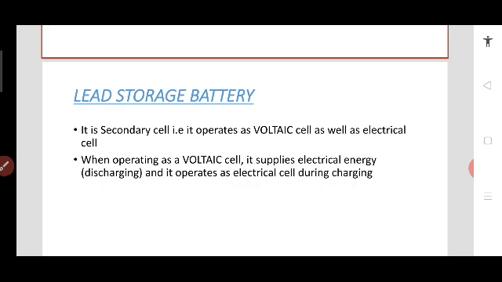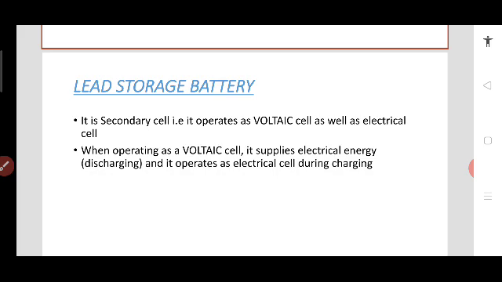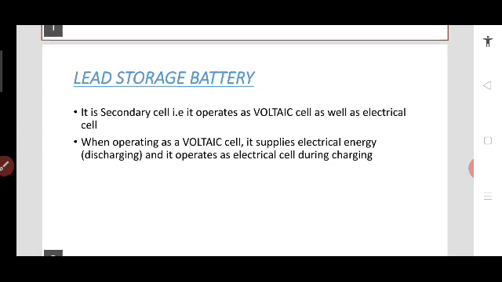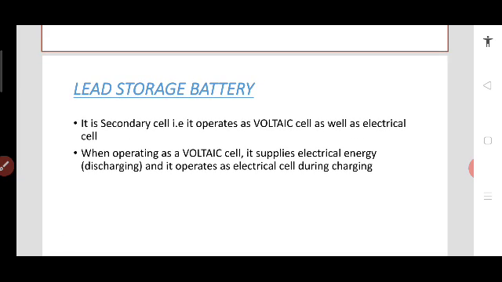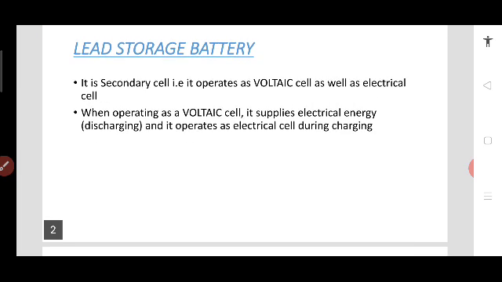The lead storage battery is a secondary cell or secondary battery that operates as a voltaic cell as well as an electrolytic cell. When operating as a voltaic cell, it supplies electrical energy, which is nothing but discharging, and it operates as an electrolytic cell during charging.